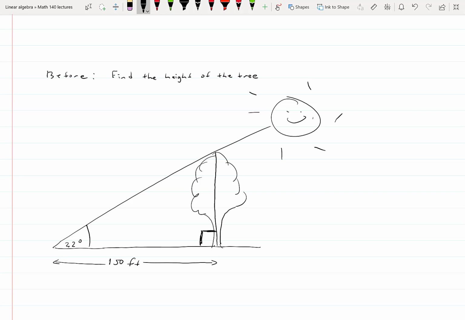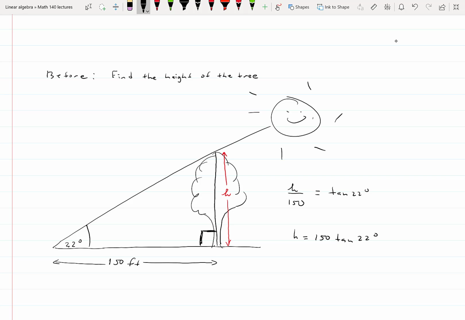So let's call the height of the tree h. Then we're looking for the vertical leg of a right triangle, and we're given the adjacent side and the angle of 22 degrees. Which trig function would we use to solve for the height? We would use the tangent function. So h over 150, that's opposite over adjacent, equals the tangent of 22 degrees. Then we multiply both sides by 150, so h equals 150 times the tangent of 22 degrees.